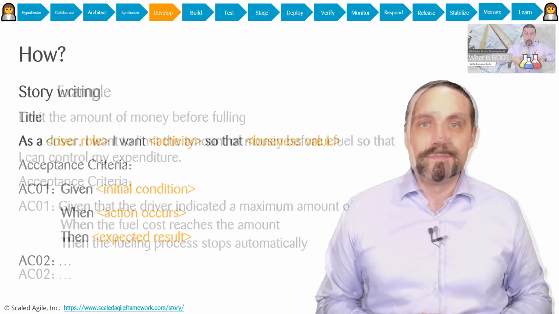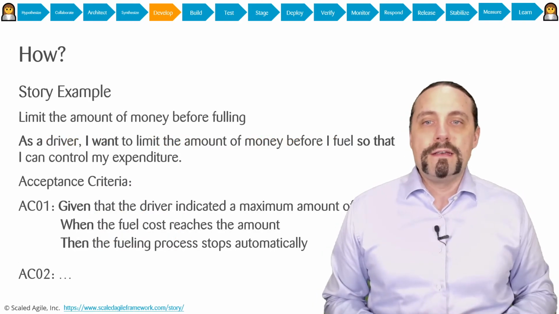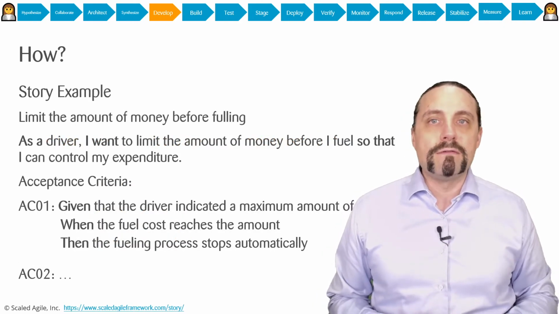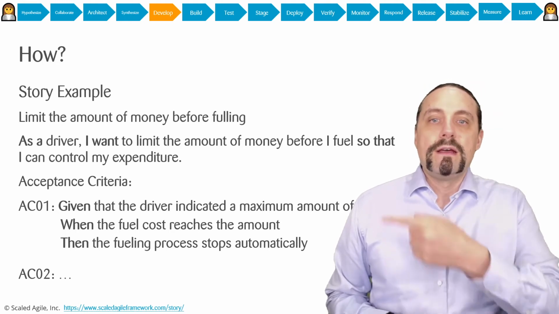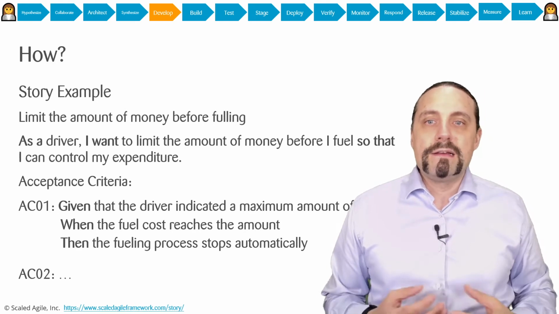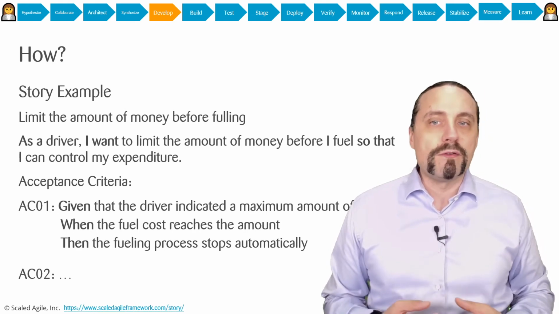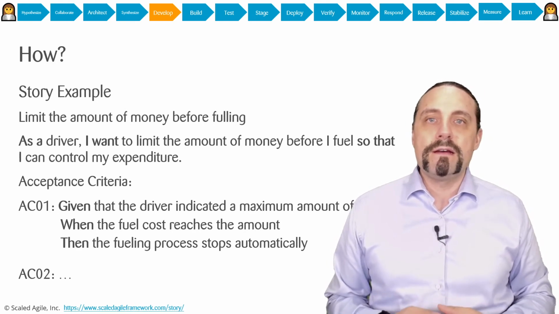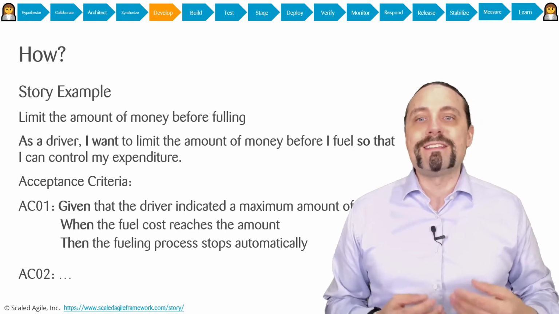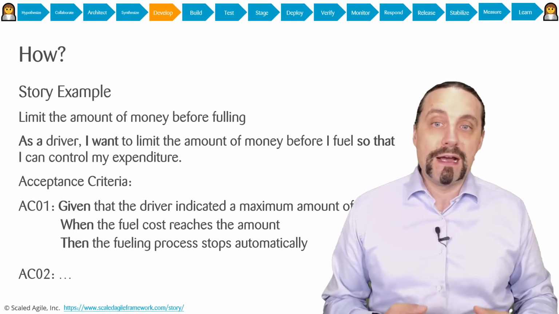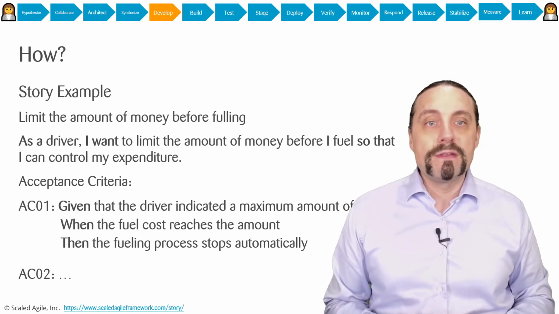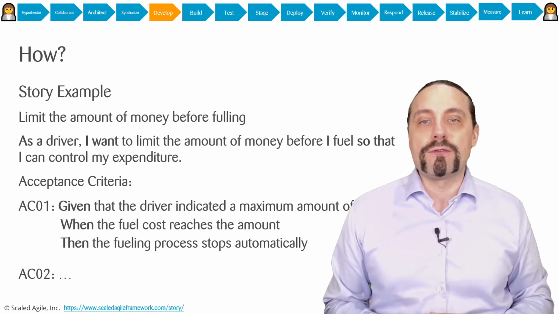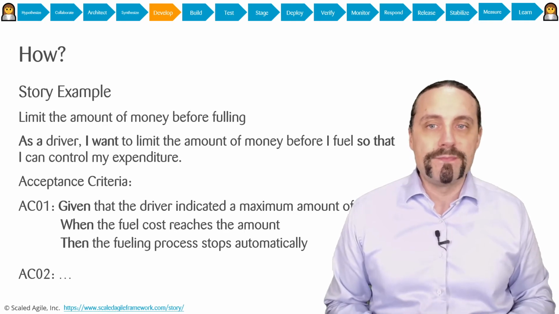What BDD is and how you can use it is something you can see in this video. Here you can see an example of how such a user story can look. First of all, we have the title: limit the amount of money before fueling. And then we have the sentence, which is: as a driver, I want to limit the amount of money before I fuel so that I can control my expenditure.